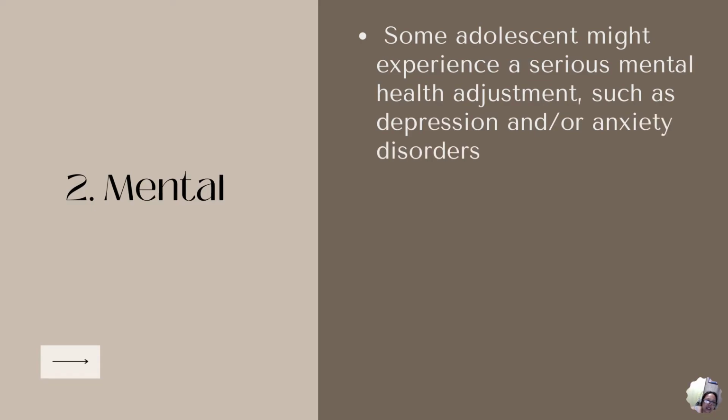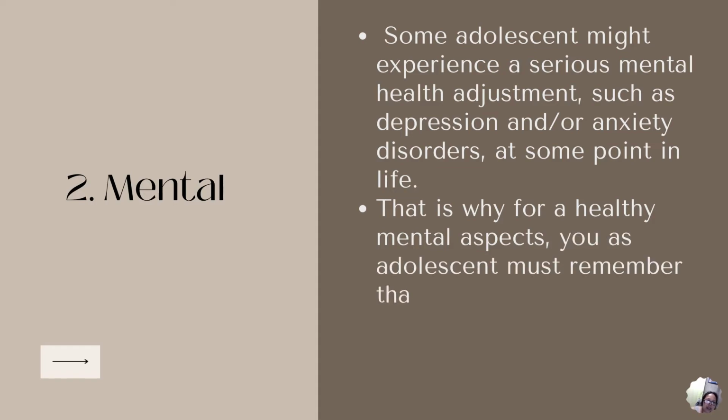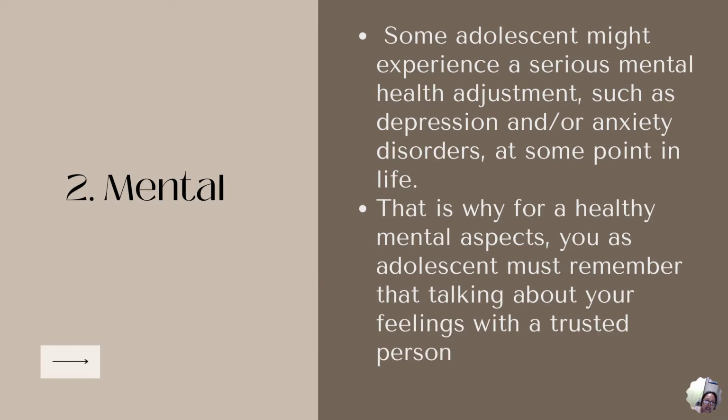That is why, for a healthy mental aspect, you as an adolescent must remember that talking about your feelings with a trusted person can help. He or she could be a member of your family or a close friend. Definitely, he or she can support you in maintaining a sound mind and positive outlook in every challenge as an adolescent.